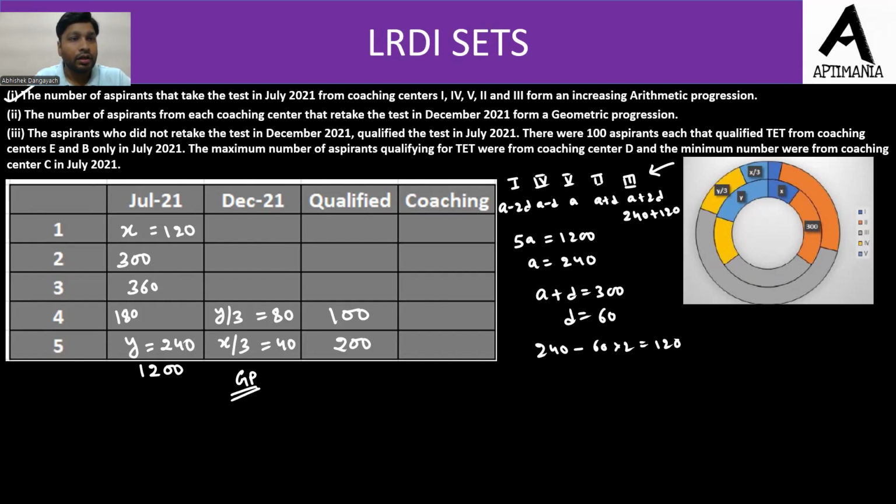Okay. Now see, here we have found a very important point. These values are in GP. Now, out of these 5 values, 2 values are 40 and 80. If one is 40 and one is 80, so can we have some value in between 40 and 80?